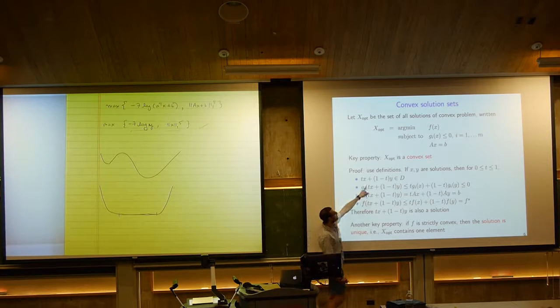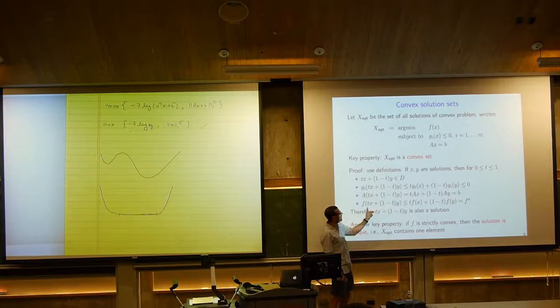Just check that if I have two solutions x and y, then if I take the convex combination tx plus (1 minus t)y, that's in the domain. It meets all the inequality constraints. It meets all the equality constraints. This is the exact same logic that we used before with our previous proof.